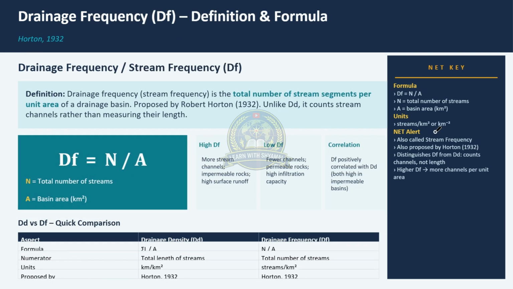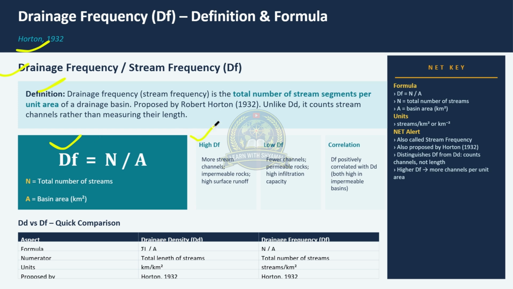Then drainage frequency, DF, definition and formula, Horton 1932. Drainage frequency, or stream frequency, is the total number of stream segments per unit area of a drainage basin, proposed by Robert Horton, 1932. Unlike drainage density, it counts stream channels rather than measuring their length. Formula: DF equals N divided by A, where N is the total number of streams and A is the basin area in square kilometers.